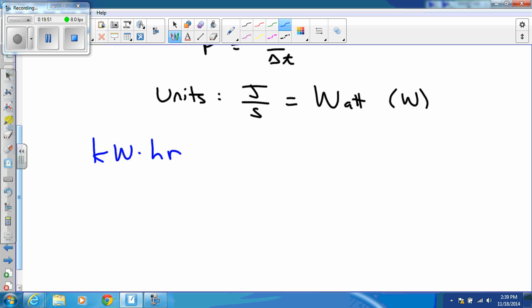So you say, what the heck is a kilowatt hour? Well, actually, we can figure that out. Because a kilowatt is going to be 1,000 joules per second, right? And if we now multiply that by 1 hour, how many seconds is that?